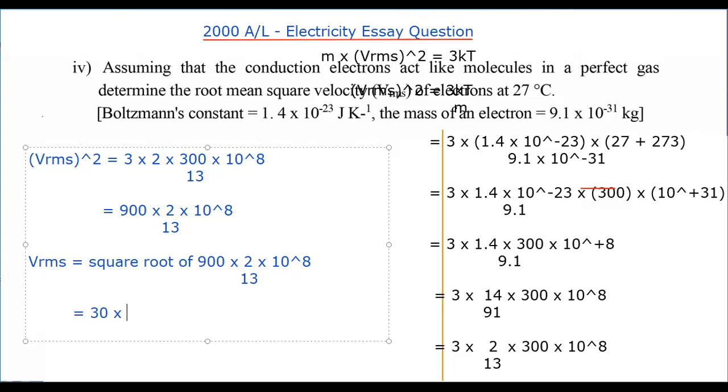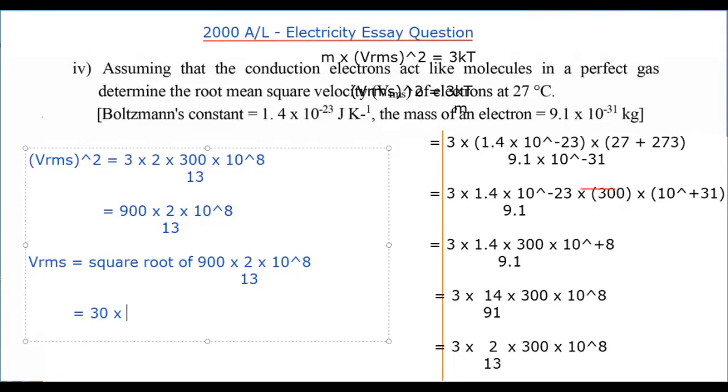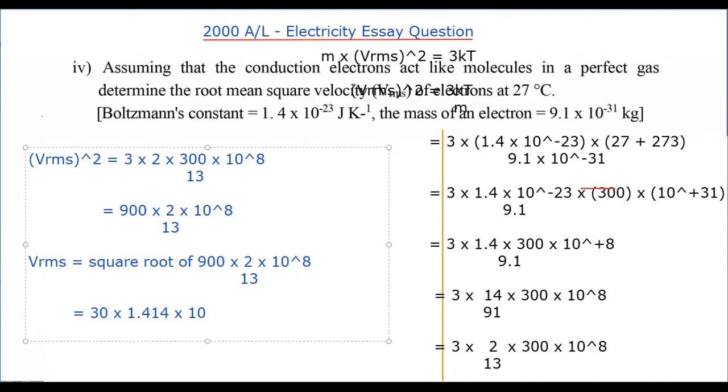30. Square root of 2, calculate and tell me the value. 1.414. Am I right? Square root of 10 to the power 8 will be 10 to the power 4 when you get the square root. Am I right? Yes, sir. Square root of 30, use the calculator and tell me. 3.605.